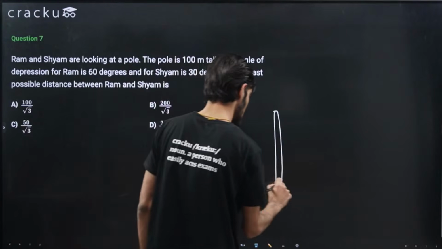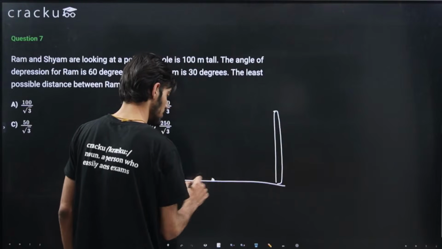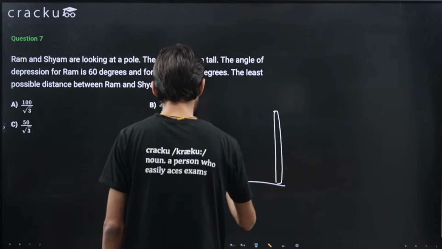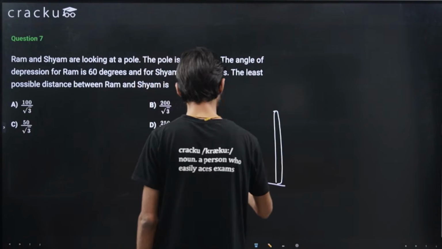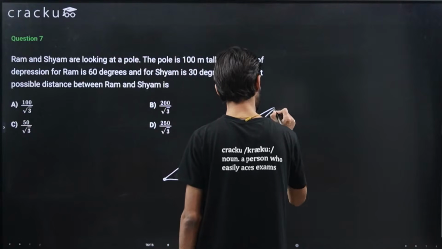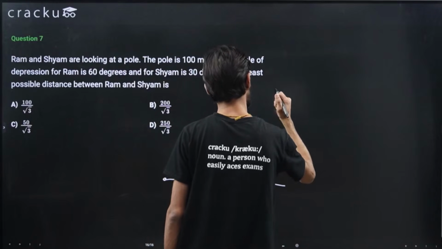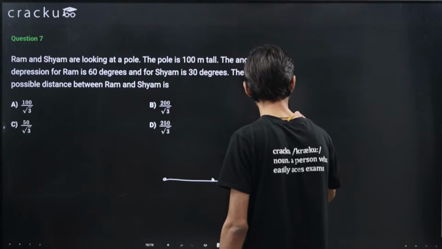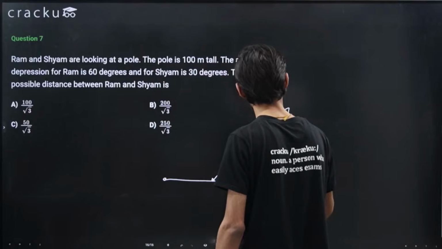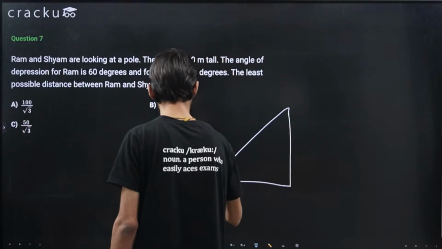There are two persons, that are Ram and Sham. Let's say one person is here, the other person is here, and we are given the angle of depression. See, again, like I told you in the last question, let's say, let me draw it again. This is the height of the pole. This is the angle of elevation for one person. This is the angle of elevation for the second person.